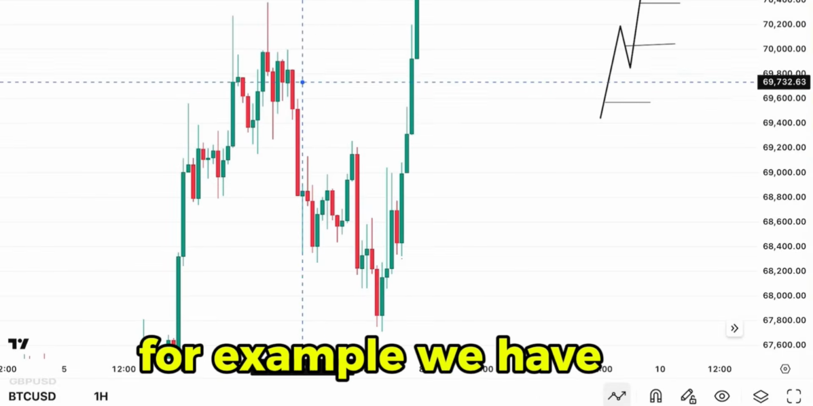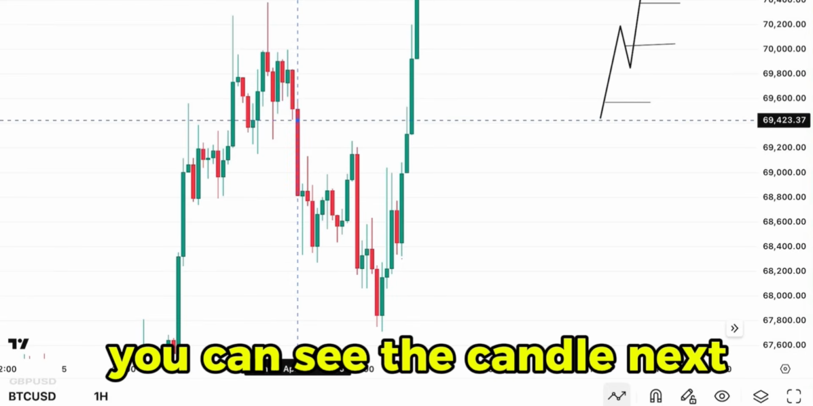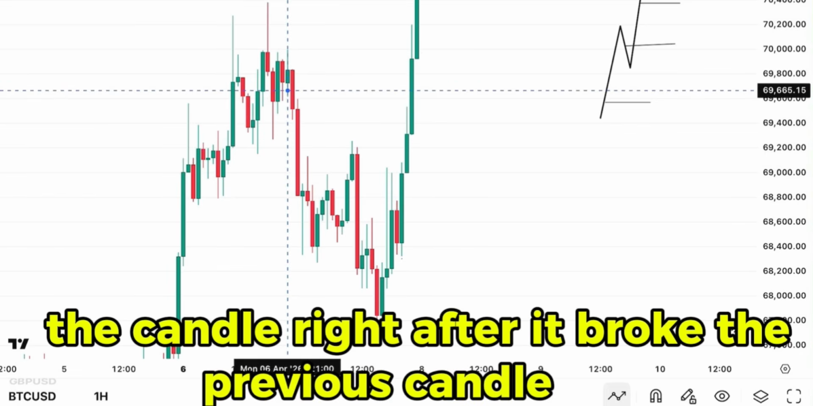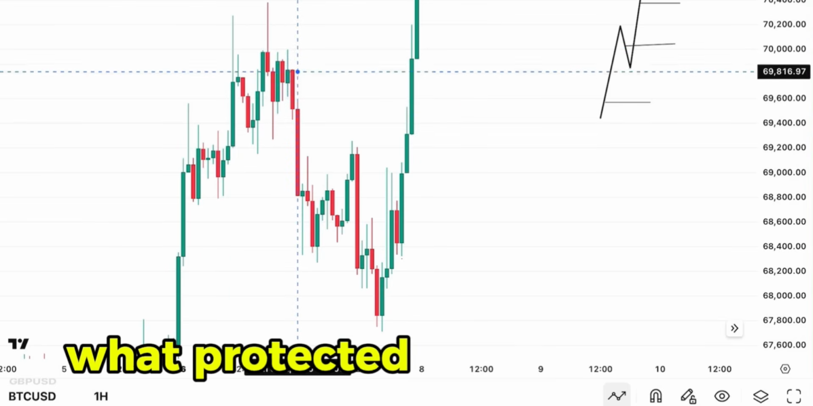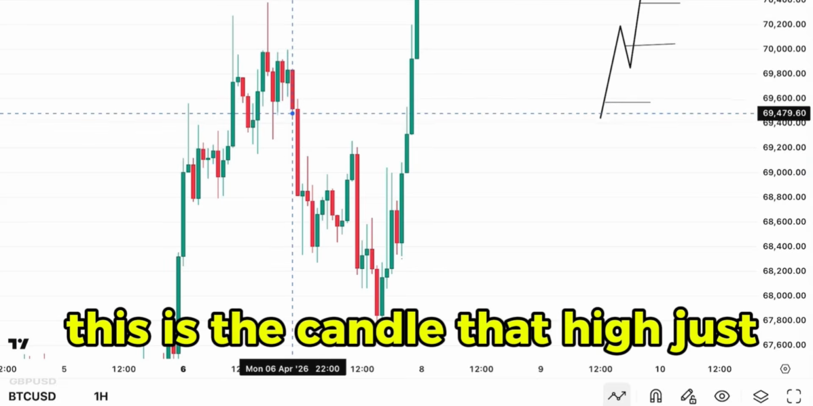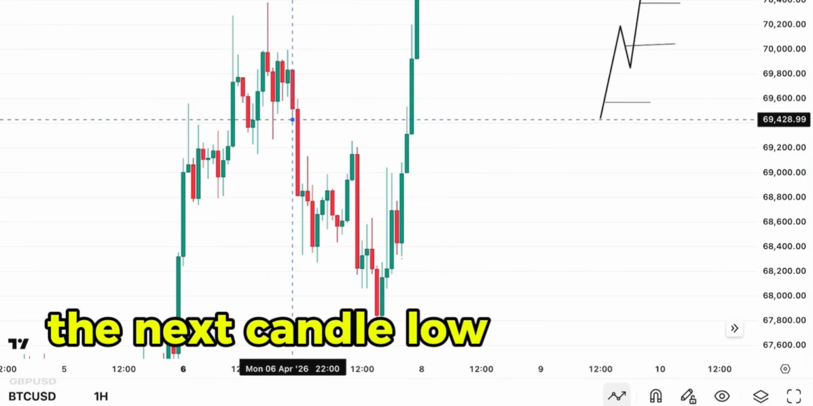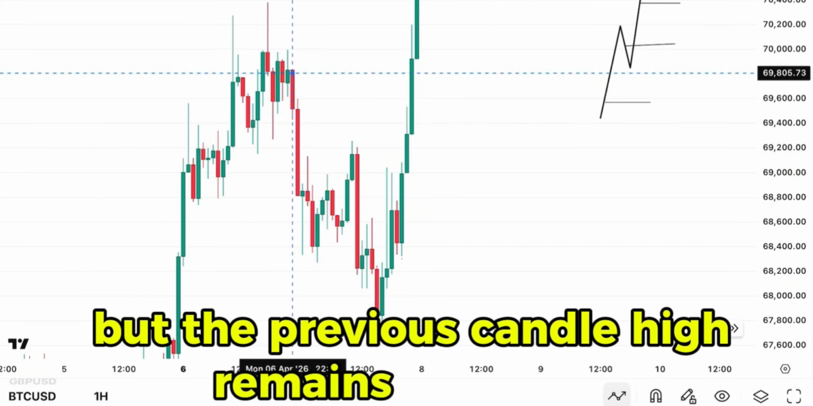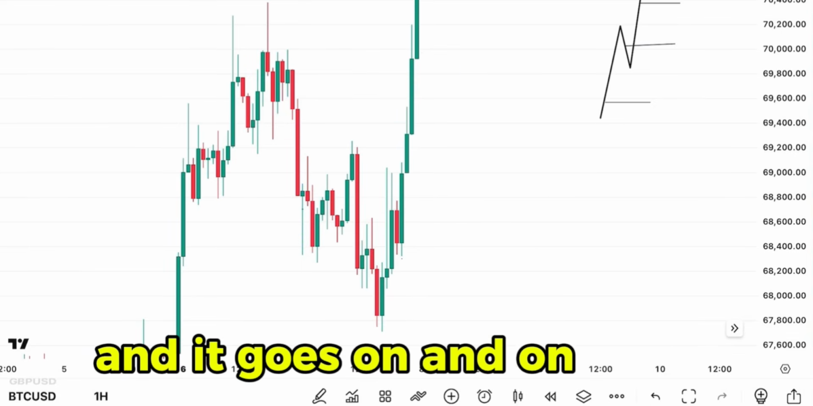For example, we have this. You can see the candle next. You can see this candle. The candle right after it broke the previous candle low, but the candle high remains protected. The next candle, this is the candle that I just printed. You can see what it just did. The previous candle low gets broken, but the previous candle high remains protected. The same thing applies here, and it goes on and on and on.